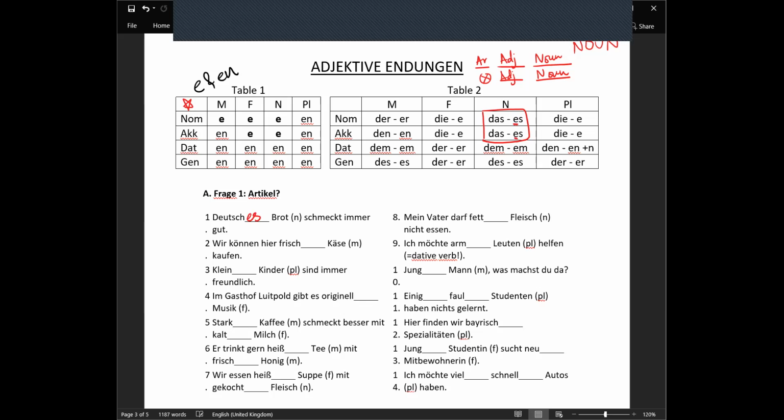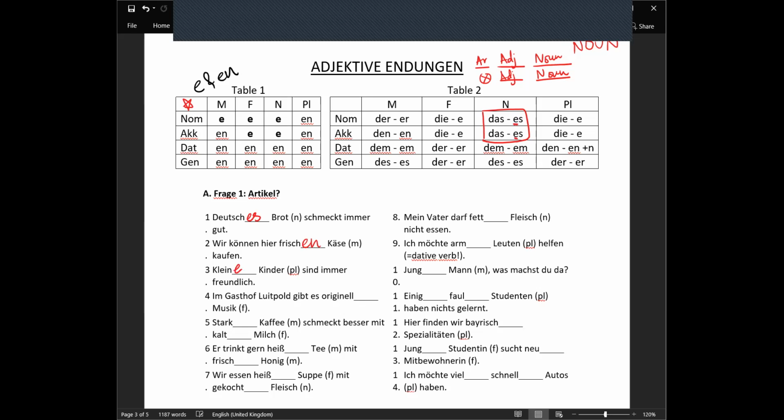Then the second sentence, wir können hier. Now wir indicates that there is a subject, so it's not nominative. And the main verb is kaufen, which is being used in the context of accusative. Again, none of these sentences have an article. So how do I indicate that this masculine noun is accusative masculine? With en. So that's what I'll write. Accusative masculine, frischen. Then the next sentence, the noun is plural and it's also the nominative.